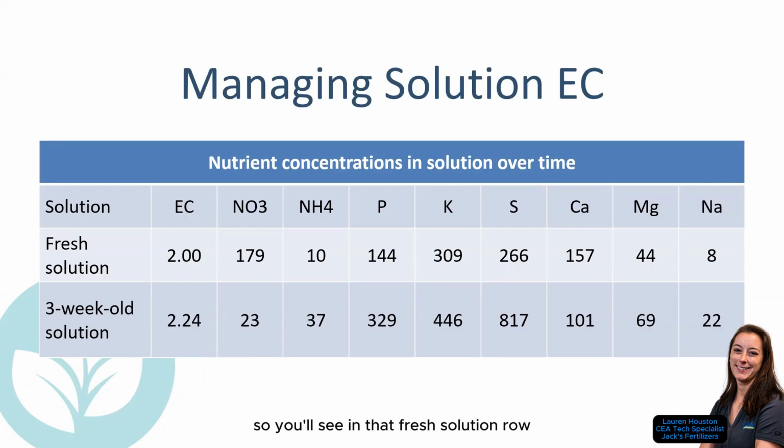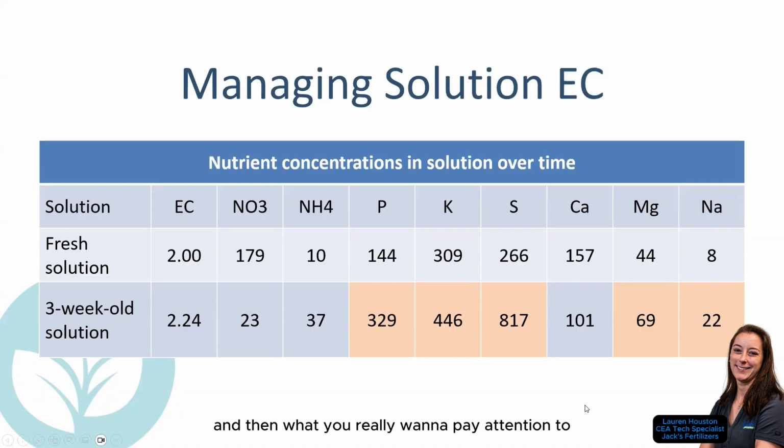So you'll see in that fresh solution row at that target EC of 2, he was supplying about 180 parts per million of nitrate. His phosphorus, potassium, and all the other macronutrients looked great, and he had really low sodium to start with. And then after just 3 weeks of recirculating and maintaining that EC of about 2, he ended up with a significant accumulation of phosphorus, potassium, sulfur, magnesium, and even a little bit more sodium over time.